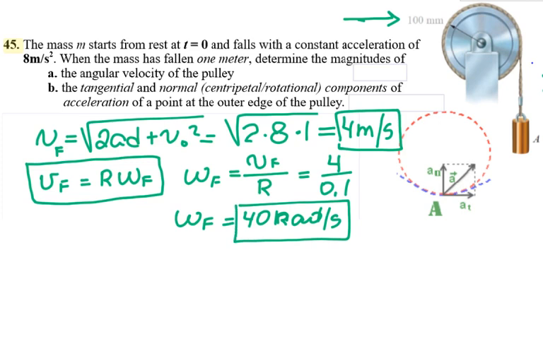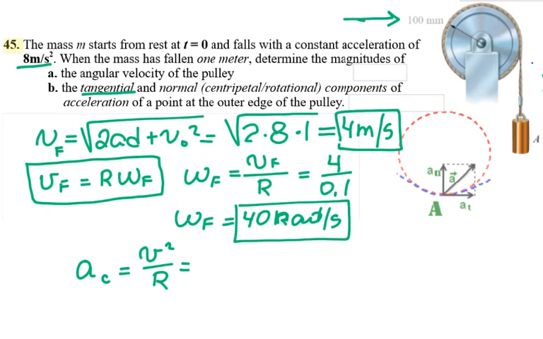And the next question, B, they ask you to find tangential and normal. And normal means centripetal or radial components of acceleration of the point at the outer edge of the pulley. So we know that tangential acceleration is already given. It's 8 meters per second squared, so we don't have to find that one. But the normal or centripetal acceleration is equal to v squared over r.